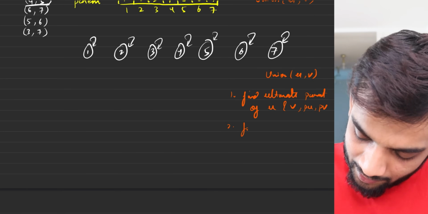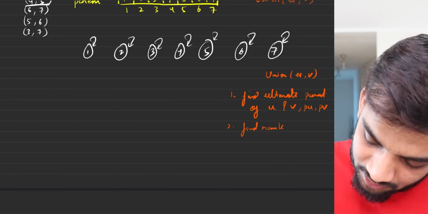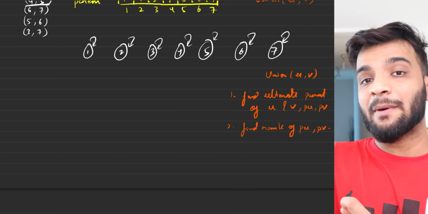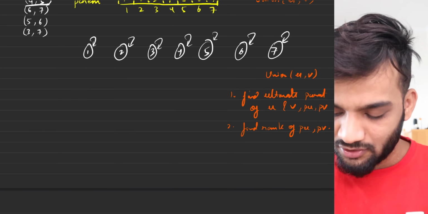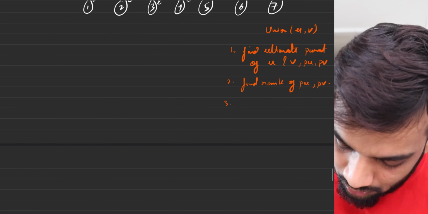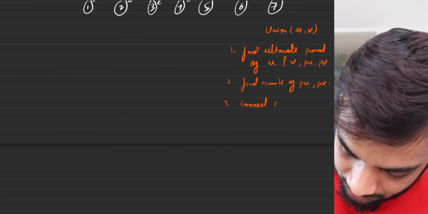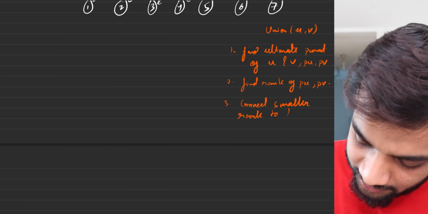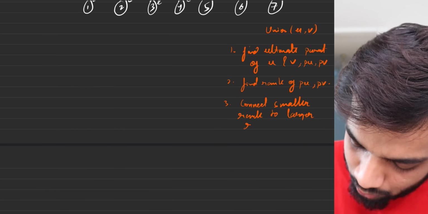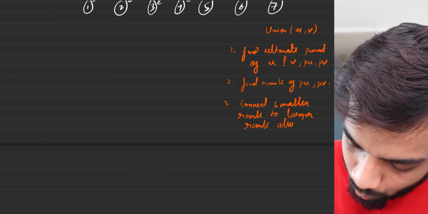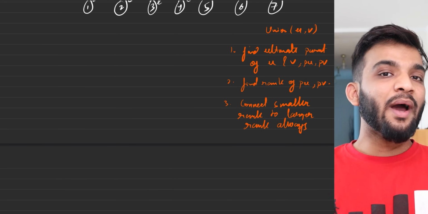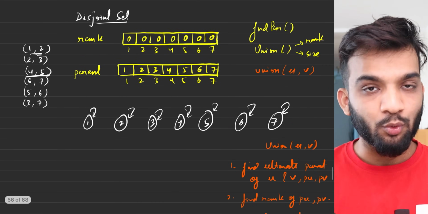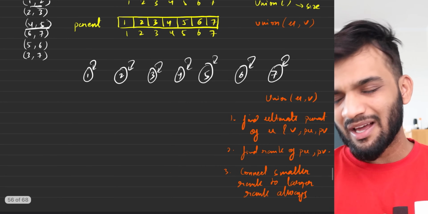Now find the rank of those ultimate parents. Find the rank of pu and pv. Find the rank of the ultimate parents, not u and v. Now connect the smaller rank to the larger rank, always. In case of equality, you can connect anyone to anyone. We will explain that as we move. Okay, cool. We have understood the pseudocode.